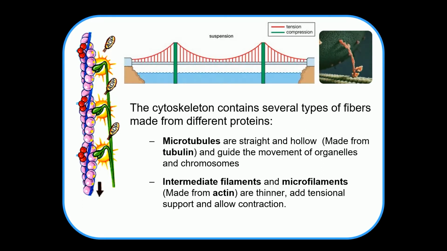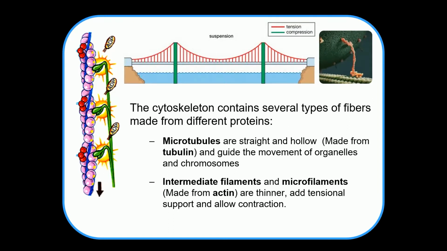So I mentioned that there are a couple of different kinds of proteins giving you two different kinds of support. We have tensional support and compressional support, and I like to use the analogy of a suspension bridge here in order to talk about these two different kinds of support. So microtubules are straight and hollow. They're made from a protein called tubulin, and they can help guide the movement of organelles and chromosomes. Later we're going to talk about mitosis in this unit. It's coming up pretty soon, actually. And it is microtubules that help guide chromosomes and separate chromosomes during that process.